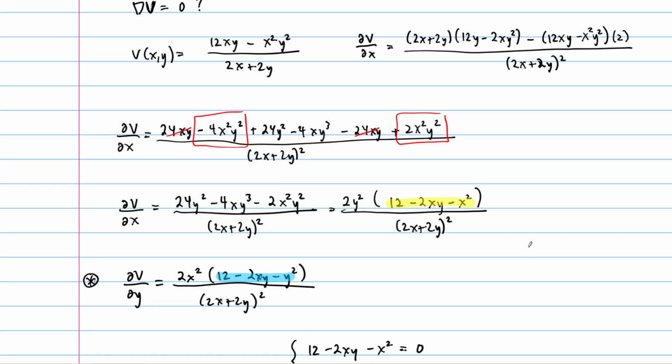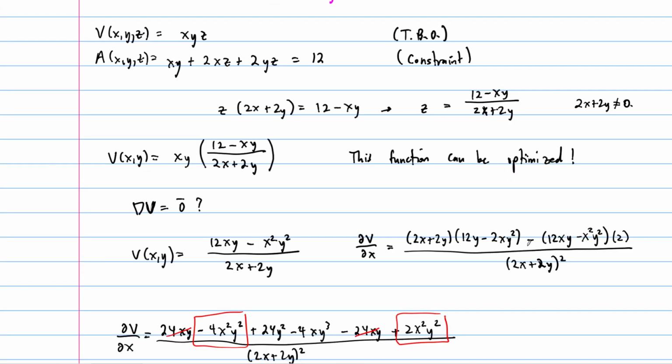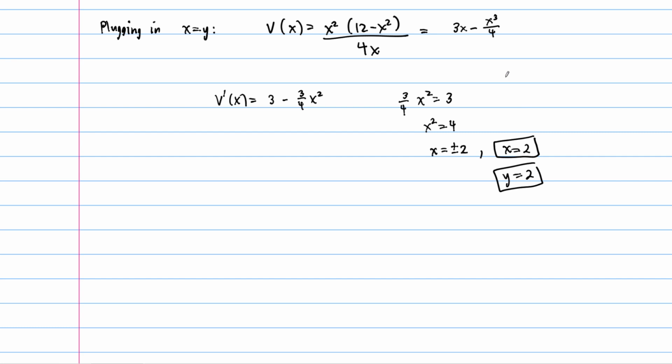And what about our z? Well, remember, our z was given by 12 minus xy over 2x plus 2y. So this is going to be 12 minus 4 over 4 plus 4. This is 8 over 8, so this is 1. So our z is equal to 1. So these are our coordinates of the box.